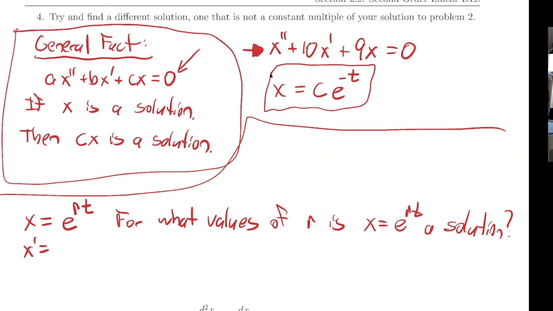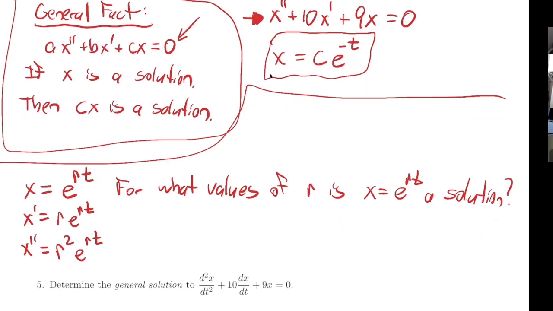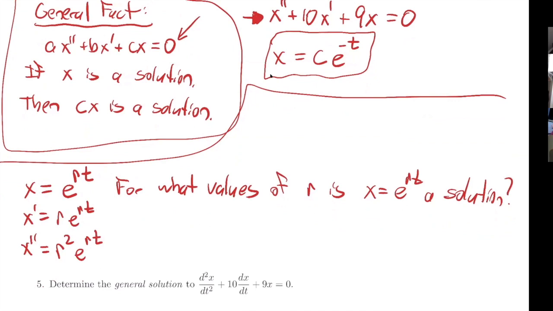That's right. So we've got the first derivative, R would come down. We take the second derivative using the chain rule, another power of R comes down. And so now when I plug each of these into their corresponding place in the differential equation, we've got x double prime is R squared e to the RT plus 10 times x prime, which was R e to the RT, plus 9 times e to the RT is equal to 0. So now we want to find what values of R are going to make the left side 0 for every single value of t.